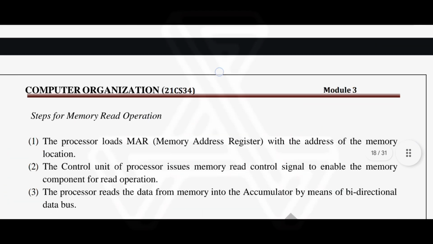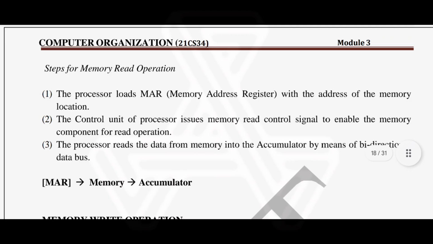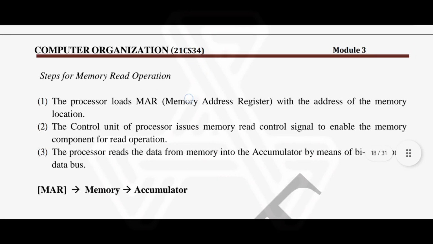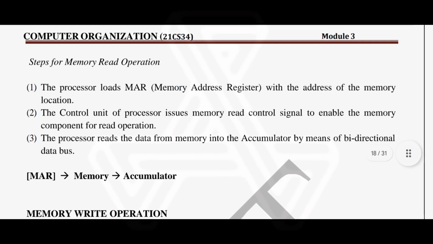Steps for memory read operation. The processor loads the MAR, memory address register, with the address of the memory location. The control unit of the processor issues a memory read control signal to enable the memory component for read operation. The processor reads the data from memory into the accumulator by means of the bidirectional data bus.